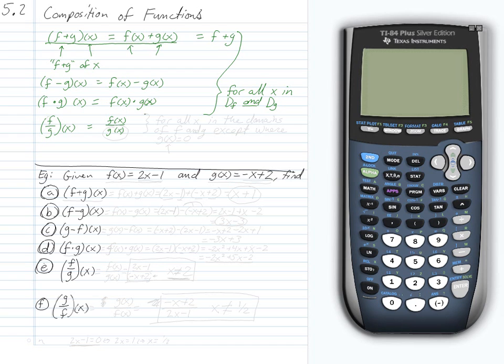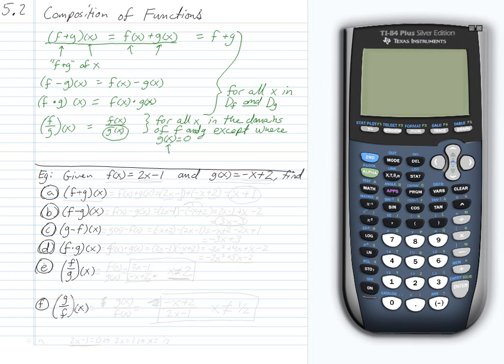Now this last one is a little bit slippery. This new function f over g of x is defined for all x in the domain of f and of g, except where g of x equals 0. In other words, we can't plug in an x value that would make the denominator of this function equal to 0. And we'll see in a few minutes what we mean by that.